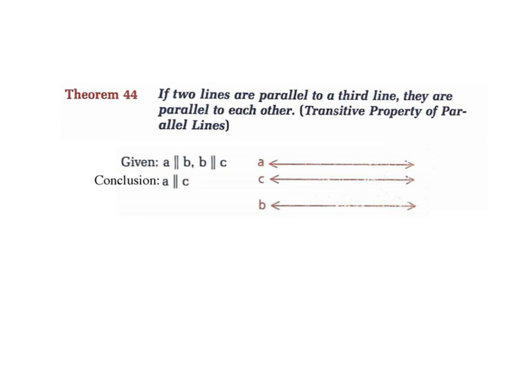Theorem 44 says if two lines are parallel to a third line, they are parallel to each other. Another way of naming theorem 44 is the transitive property of parallel lines. So looking at this diagram, if I know that A is parallel to B, let's mark that, and further, B is parallel to C, I can then conclude that A is parallel to C.